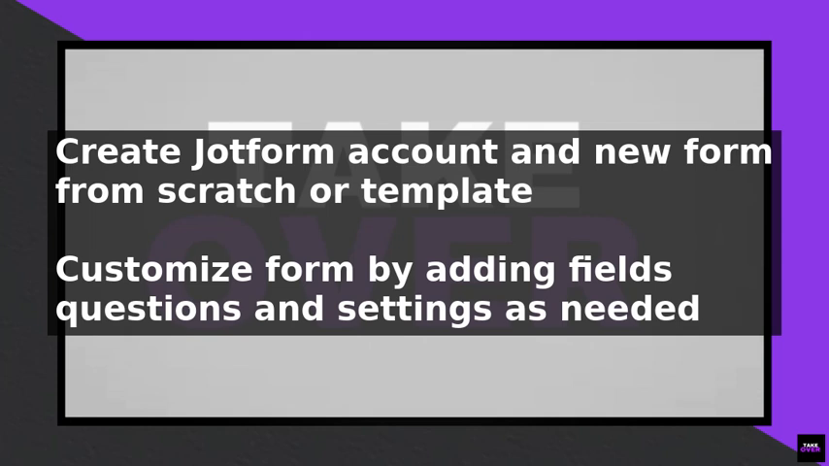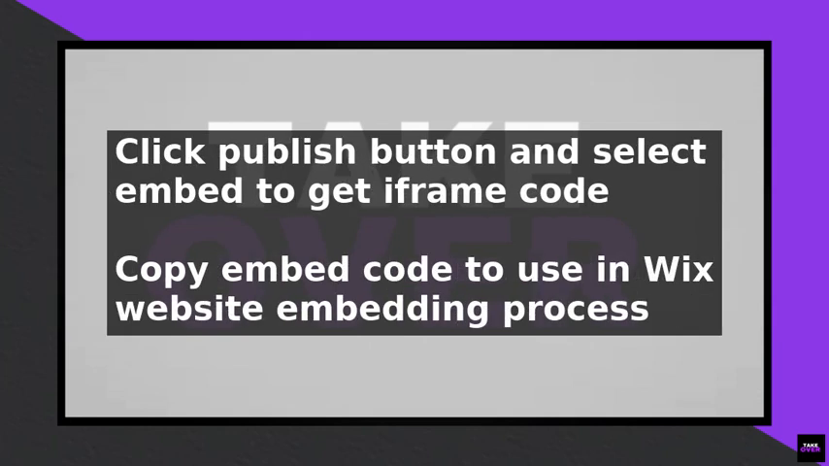Once you have created and customized your form, click on the Publish button and select Embed from the drop-down menu. Choose the iframe option and copy the embed code. This code will be used to embed your Jotform into your Wix website.